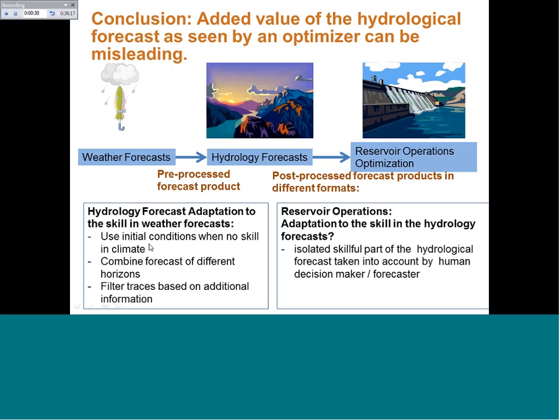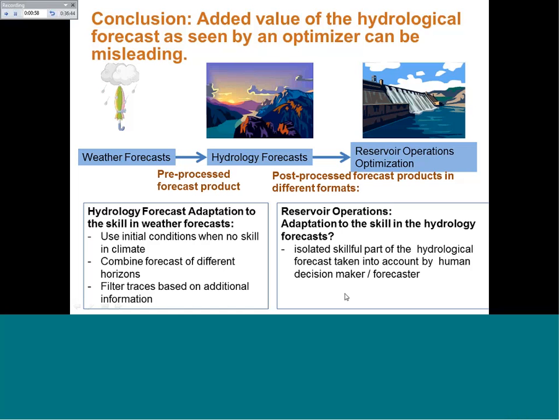We also combine forecasts with different skills across different horizons. We combine medium range, monthly, and seasonal forecasts from different sources so that we're going to have the best skill over different timescales. And based on information given by meteorologists, we also filter traces for ENSO, El Nino, and different oscillations. That's the way that we improve our forecast.